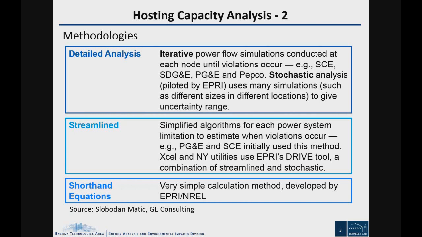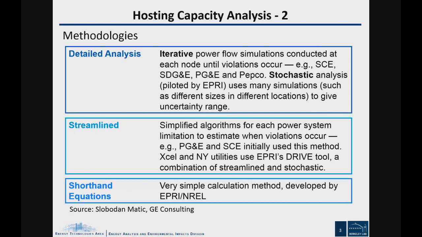And then there are more streamlined approaches. These use simplified algorithms for each power system limitation to estimate when violations would occur. A couple of the California utilities initially used this method, and EPRI's DRIVE tool, which is a combination of the streamlined approach and stochastic approach, is what Xcel Energy in Minnesota and the New York utilities are currently using. And there are also shorthand equations that have been researched.